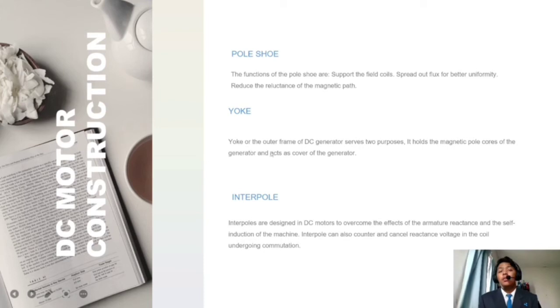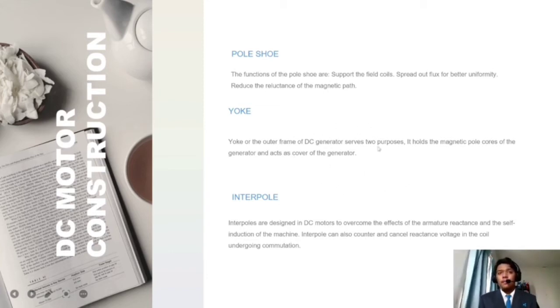Yoke. A yoke, or the outer frame of a DC generator, serves two purposes. It holds the magnetic poles or cores of the generator and acts as a cover of a generator. So basically the yoke or the frame works as a casing. It protects the inside components of a DC motor.